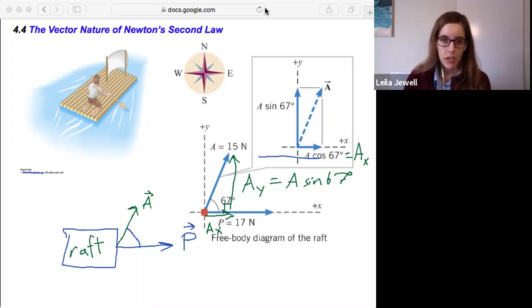Well, if you allow me to redraw this so it's a little bit clearer over on the side, maybe up here, should be room up here. We have our raft here. Now we know that there's a y component pointing up, this A sine 67. And then we also have two different x components, right? There's an x component of A that's pointing to the right, and that's our A cosine 67.